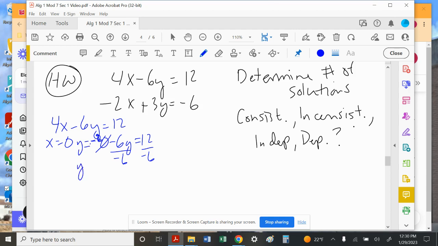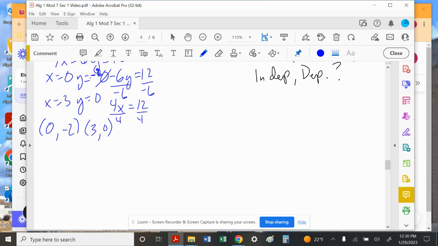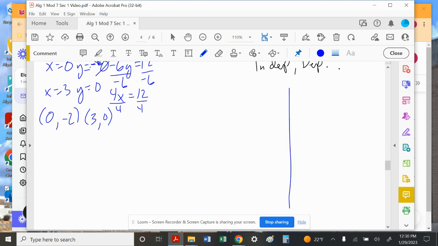Then I'm going to set y equal to 0. When I set y equal to 0, I get 4x minus 0 equals 12. Divide both sides by 4, and x equals 3. So now I have 2 points, 0, negative 2 from the first one, and 3, 0 from the second one. So what I would do at that point is graph that. I get 0, negative 2, which is down here, and I get 3, 0, which is here. So I have one line that looks just like that.